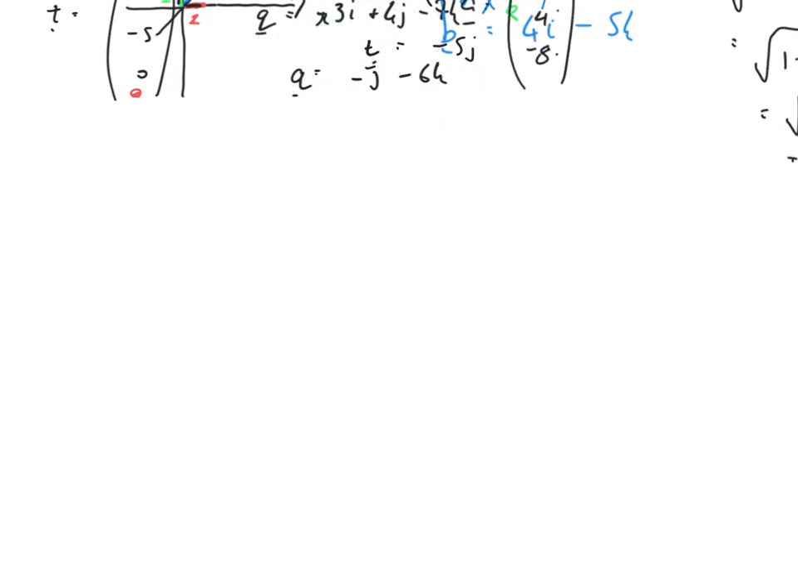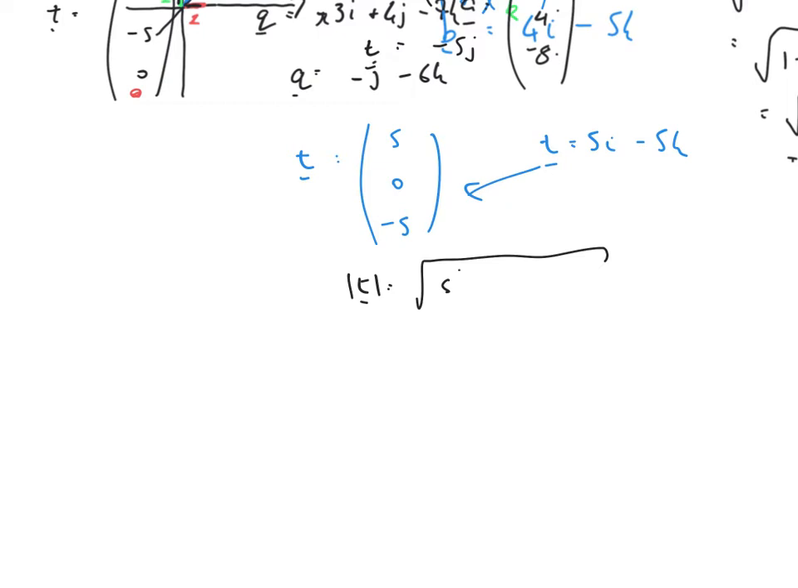Let's try another one. Okay. So next one, let's find the magnitude of this one. So 5, 0, minus 5. Okay, so I could have presented that in this form, 5i plus 0j minus 5k, in which case you would just put it into component form. So just be prepared to see it in both forms. So square root of 5 squared plus 0 squared plus minus 5 squared. That's the square root of 25 plus 25. That's the square root of 50.